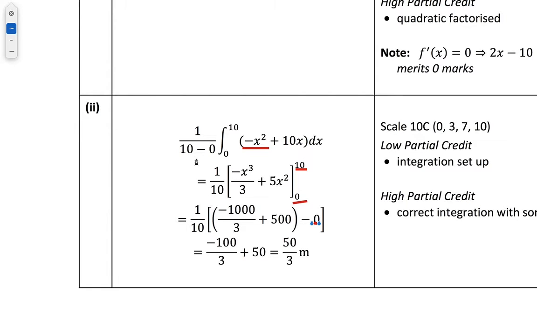We're dividing it by 10 because 10 minus 0 is 10, and this is what you get. Put a big circle around your final answer, and don't forget the units here.